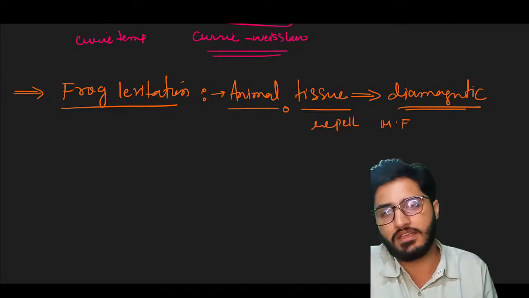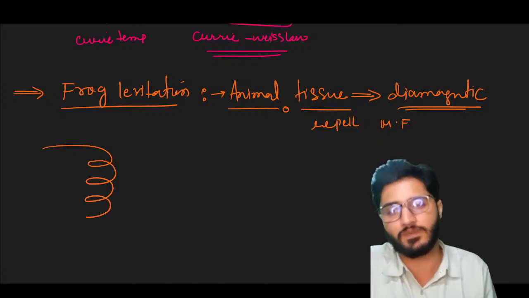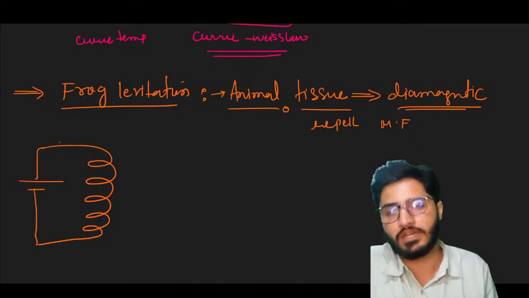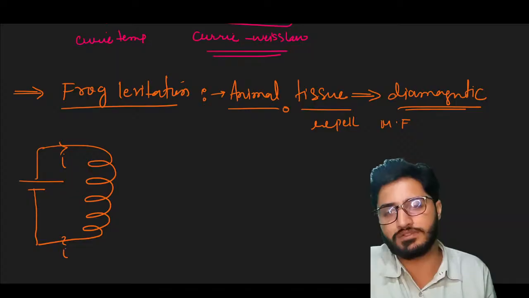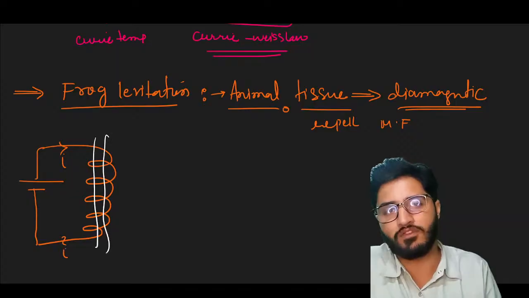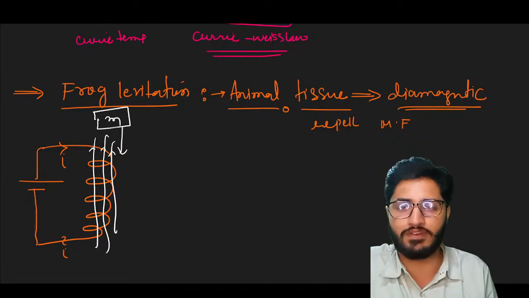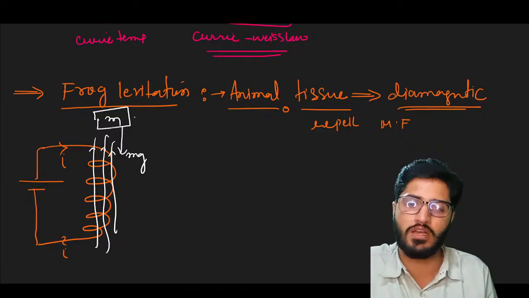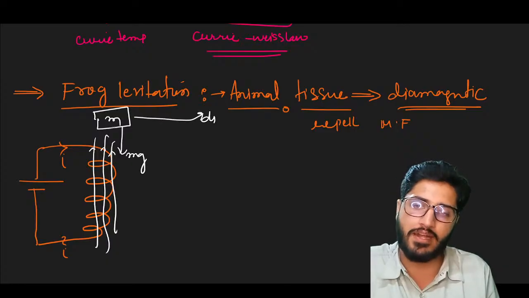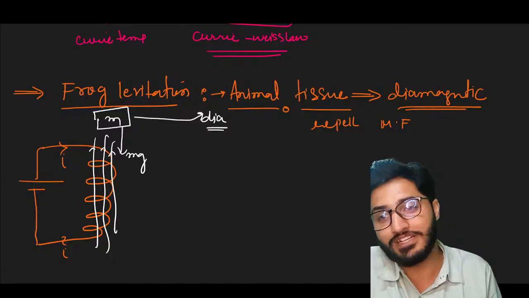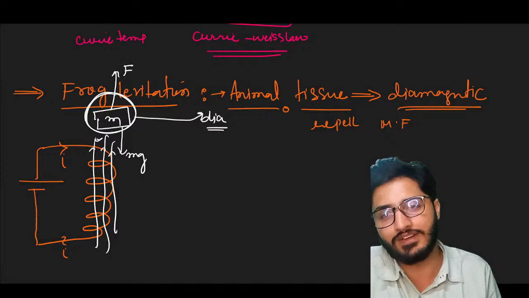If we have something like this, clear? Current will flow through this, and we have a magnetic field like this. Here we have a particle with mass m. Due to gravity, it will fall down. But as you know, it is diamagnetic, right? So there will be a repulsion. This force will repel it, so it will hang.